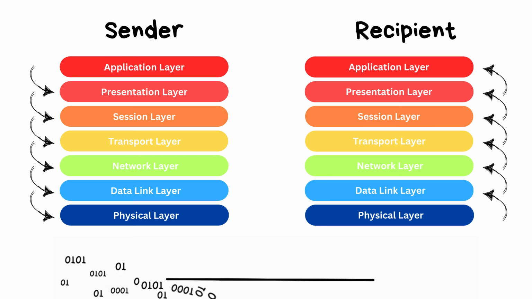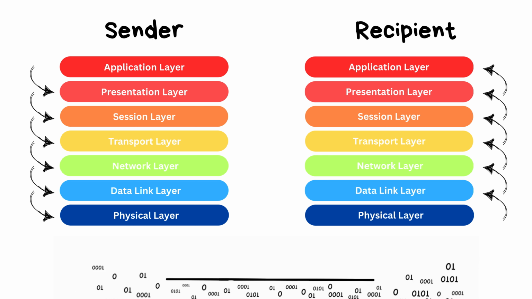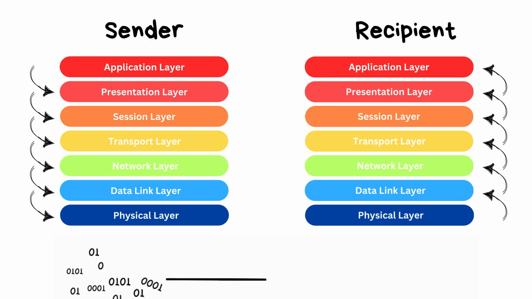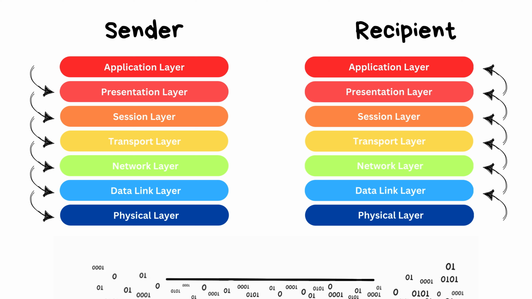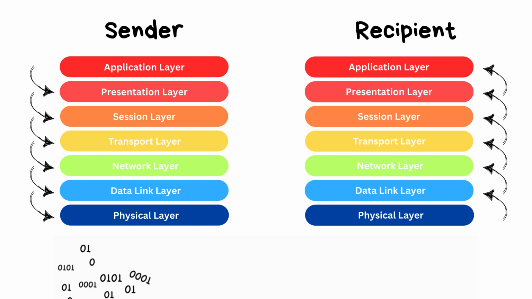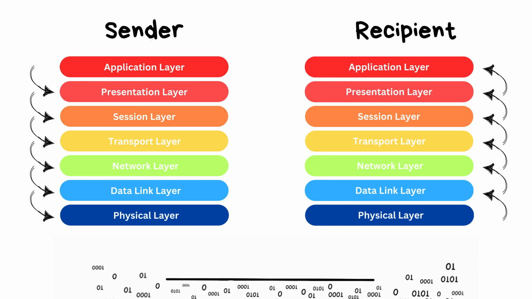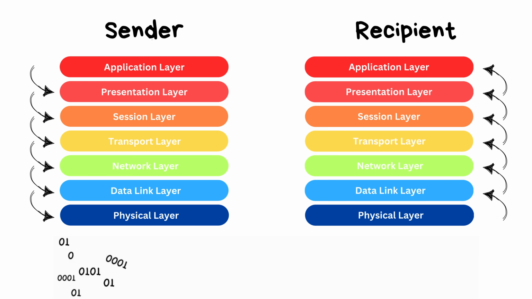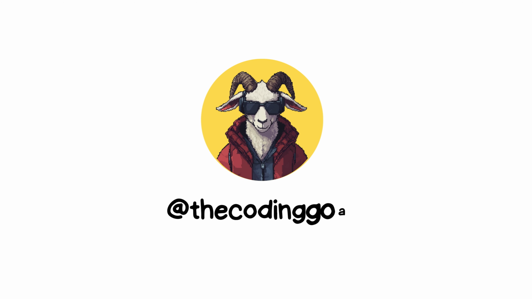And there you have it. Once these 7 layers have done their job, your email is reassembled and ready to be read by the recipient. What started as a simple click of the send button is actually a complex journey through layers of technology, all working together to make communication possible. Next time you send an email, you'll know just how much work goes into making sure it gets there. That's a wrap on the OSI model.